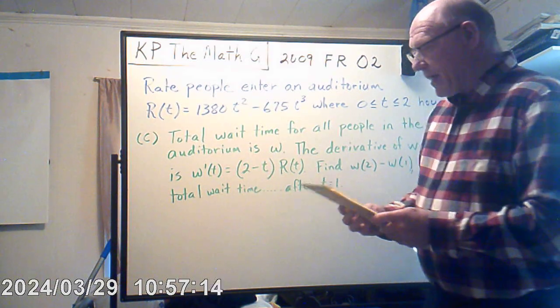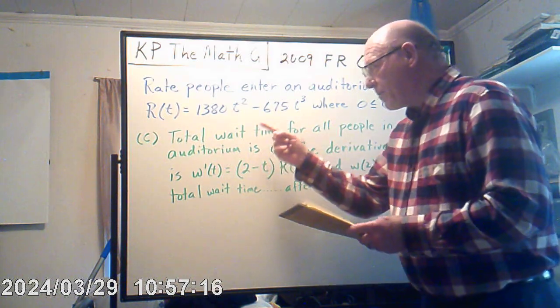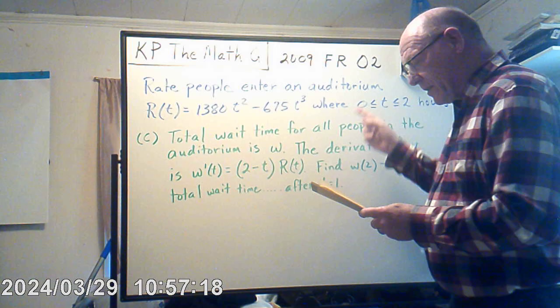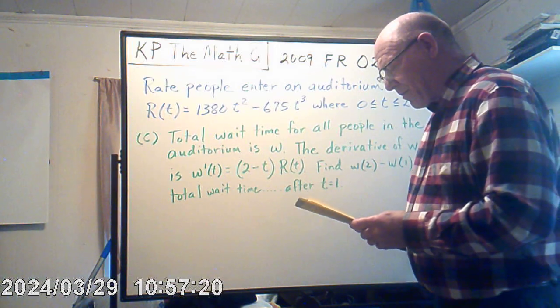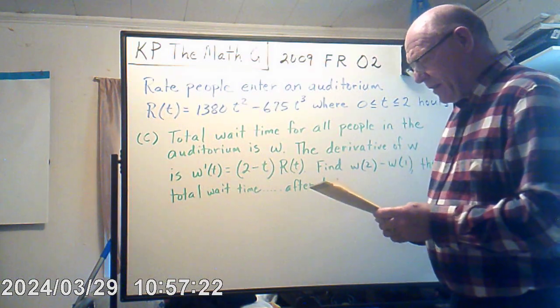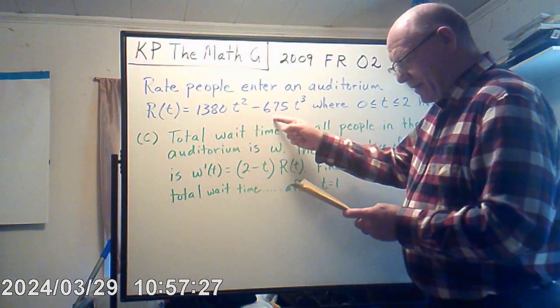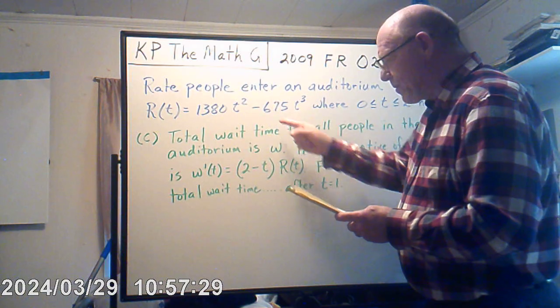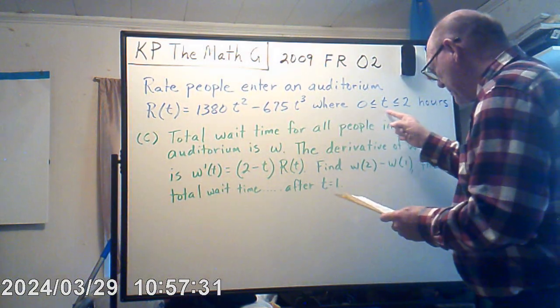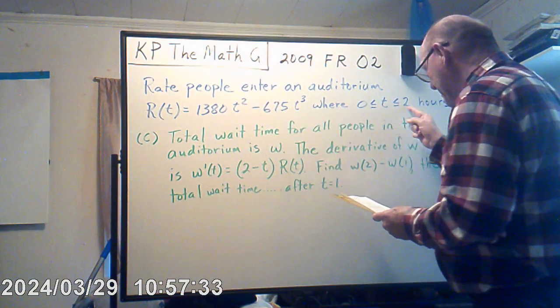It says the rate at which people enter an auditorium for a rock concert is modeled by the function r, given by r of t equals 1380 t squared minus 675 t cubed, where t is between 0 and 2 hours.